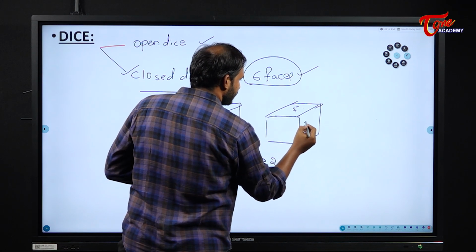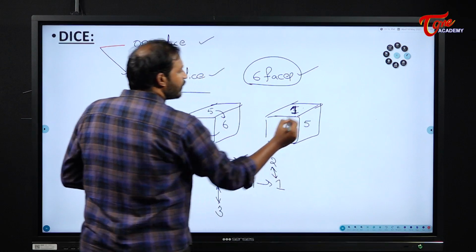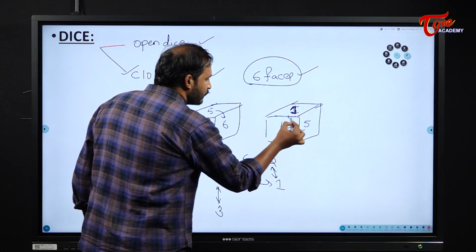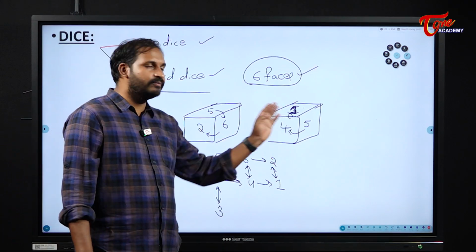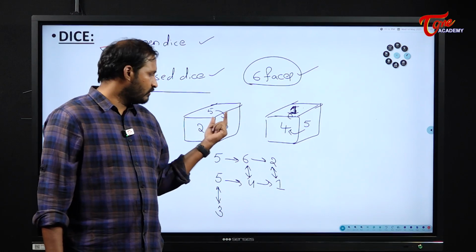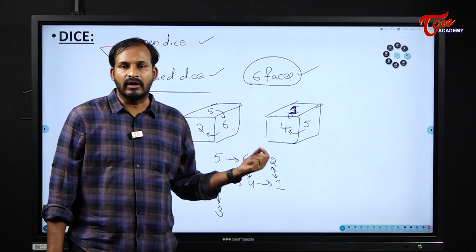I will put 5 here, 4 here and 1 here. Still no problem. Anyway, 5 is the common number, right? So I will continue from 5 only. 5, 4, 1, 5, 4, 1. Understood, students? There is no rule that 5 should be at the same position where it is there in the first projection. Okay, we will call it as 2 throws, sometimes they will say projections, whatever it may be.